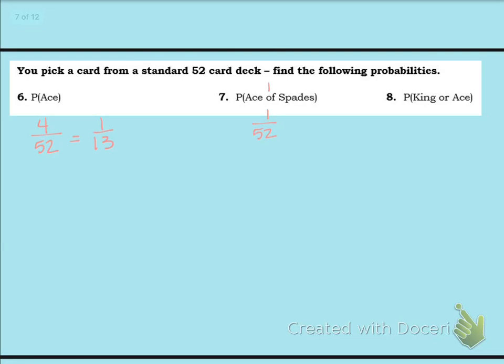A king or an ace. There are 4 kings and 4 aces, so I have a total of 8 to choose from. There's my or, which means I'm adding, out of my 52, and then we simplify.